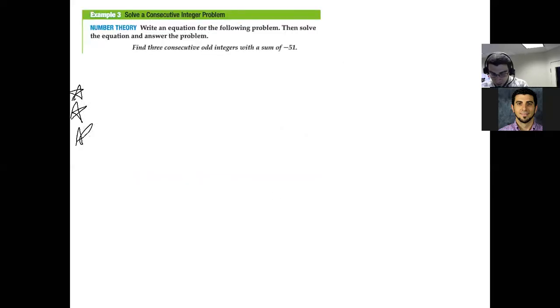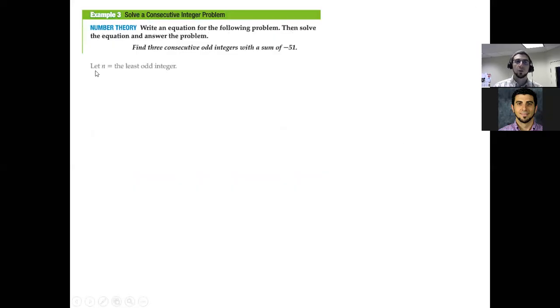So here's an actual consecutive integer problem. Write an equation for the following problem, then solve the equation and answer the problem. Find 3 consecutive odd integers with a sum of 51. Okay, so you don't know what the integers are, but you know they have to go in order, and they have to be odd.